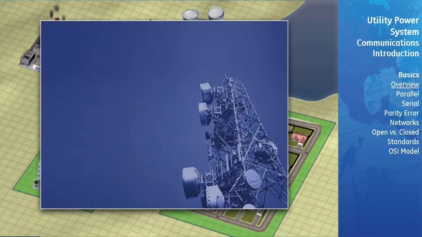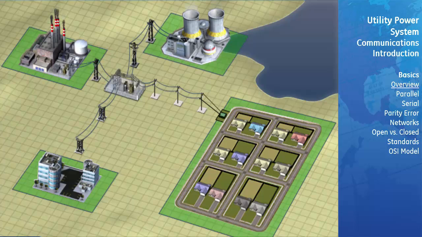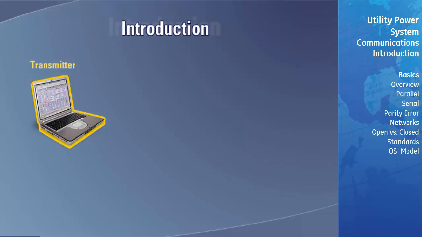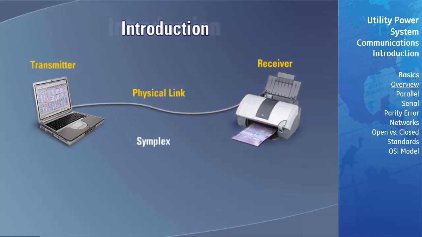space exploration. This course will focus on the modern data communication technologies commonly used in utility and industrial power system applications. Let's start by introducing you to some of the basic concepts and terminology used in this area. Within a data communication system, there is a transmitter of information, a receiver of information, and a physical link. The communications link can be simplex, half-duplex, or full-duplex.